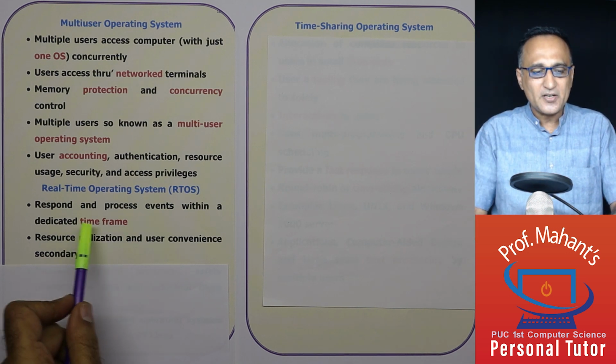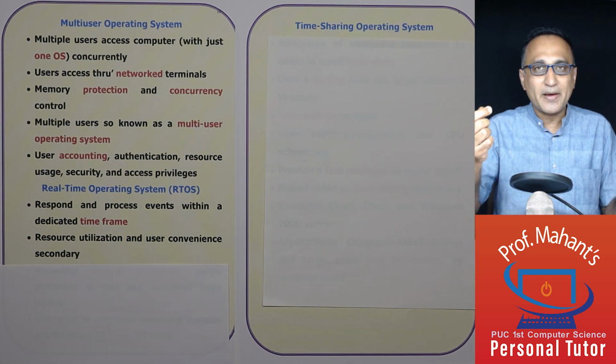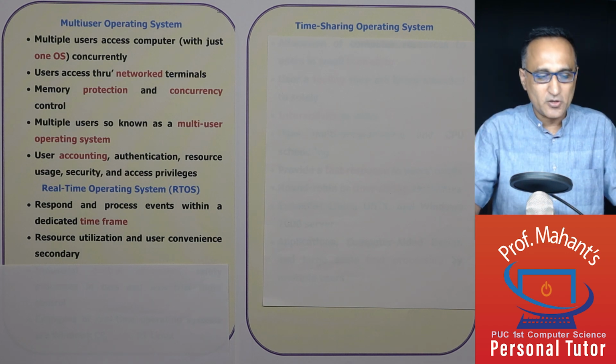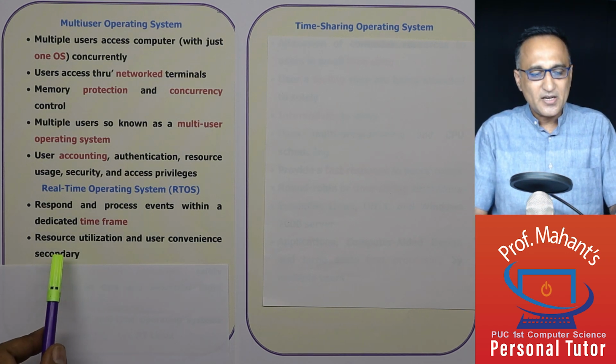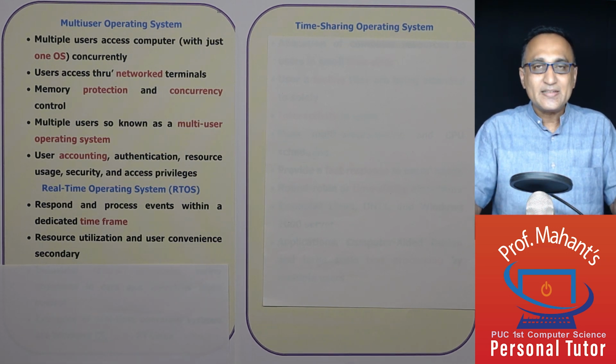So here it should respond to that event, the accident event, very fast, within microseconds. It cannot say, okay, I'm going to respond to you after 2 seconds. By that time, my face will be smashed. So here, utilization of resources and user friendliness is not that important. The response to any event is most important.